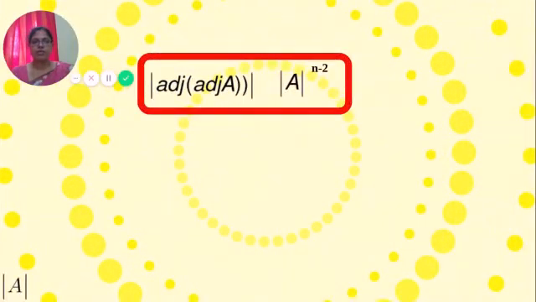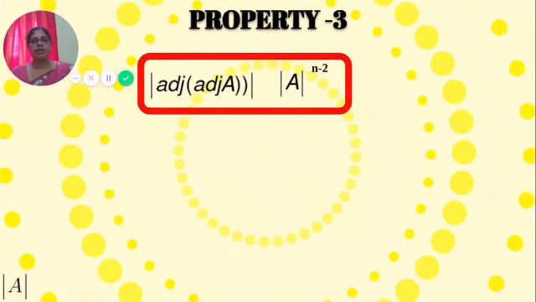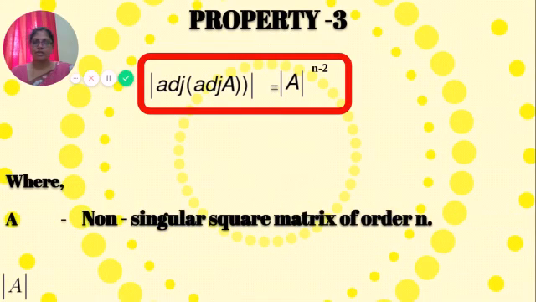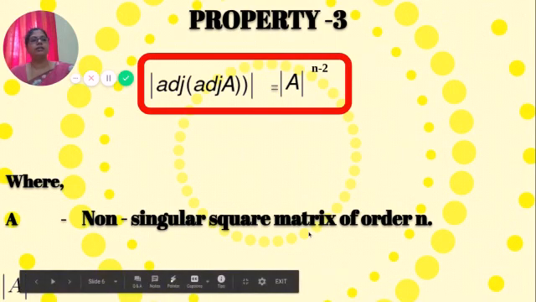Now we'll see the third property. The third property is modulus of adjoint A is equal to modulus of A the whole power n minus 2, where A denotes the non-singular matrix of order n and ADJ denotes the adjoint of a matrix A. So modulus A denotes the determinant of the matrix A.